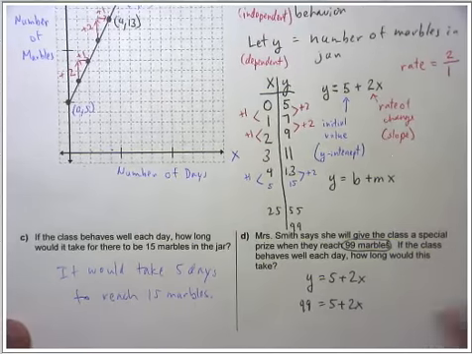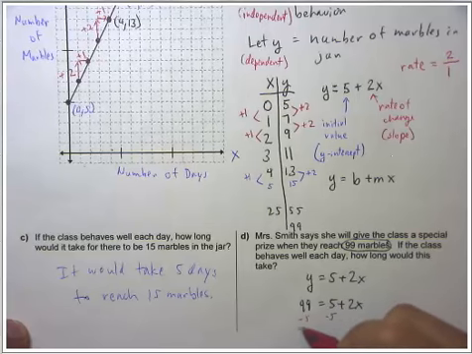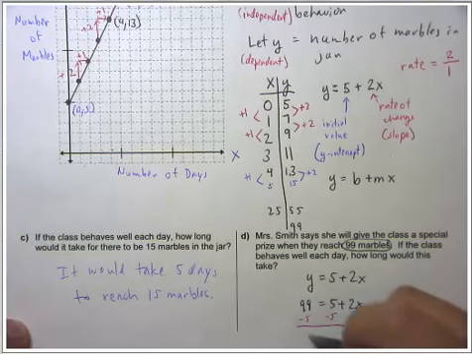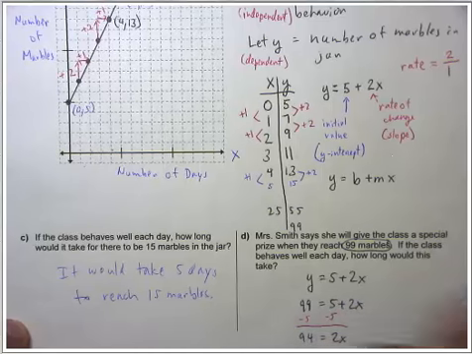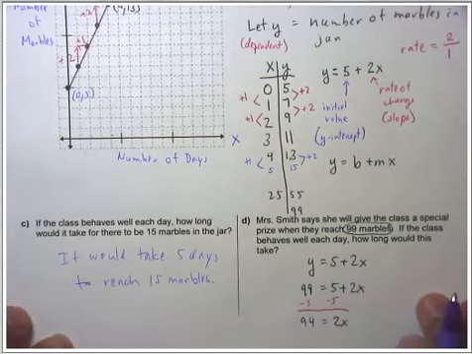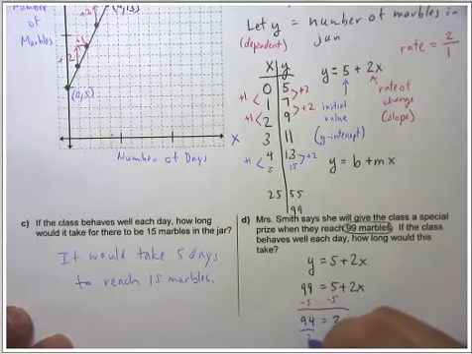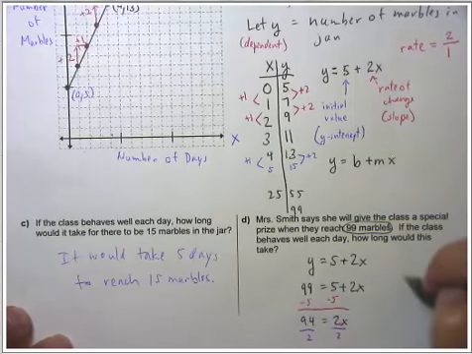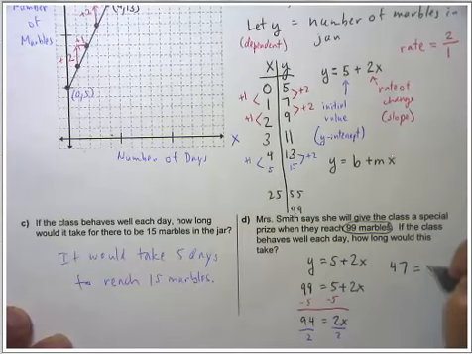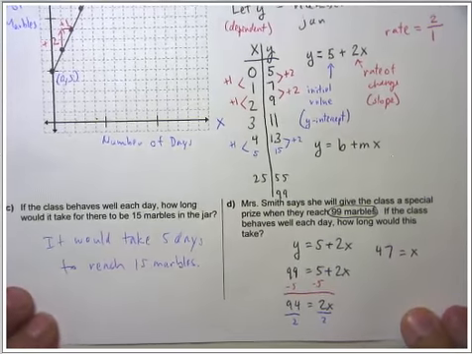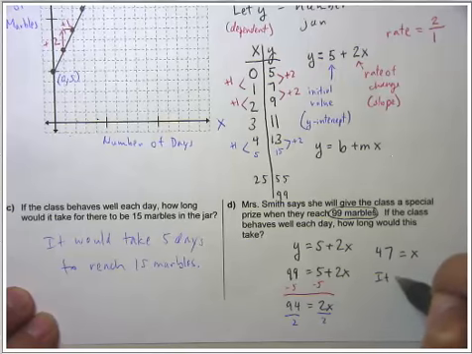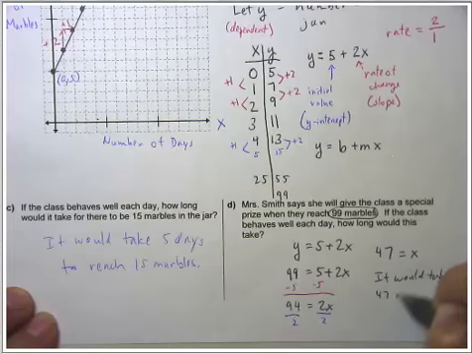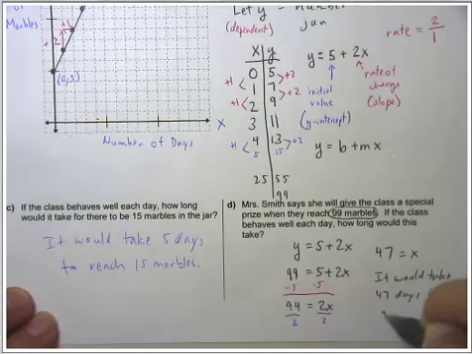Well, to solve this, I'm going to subtract 5 from both sides. That gives me 94 is equal to 2x. And then I'm going to divide both sides by 2. That's going to give me 47 is equal to x. So that means that it would take 47 days to reach 99 marbles.